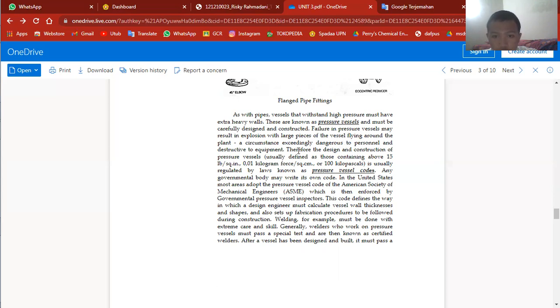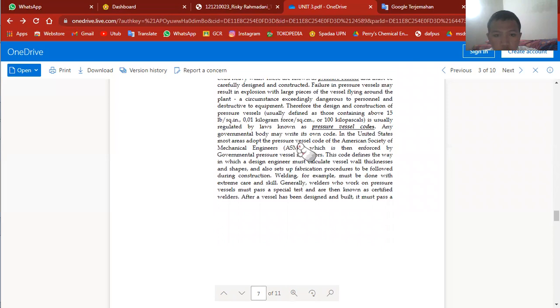Therefore, the design and construction of pressure vessels, usually defined as those containing above 15 lb/sq in, 1 kilogram force/sq cm, or 100 kilopascals, is usually regulated by laws known as pressure vessel codes.